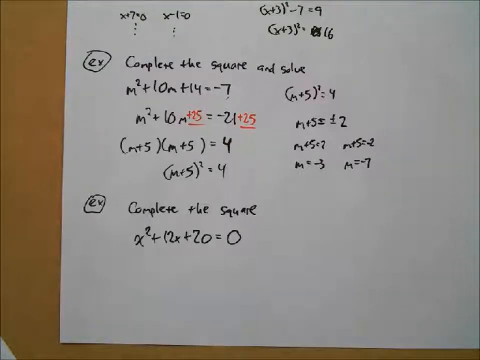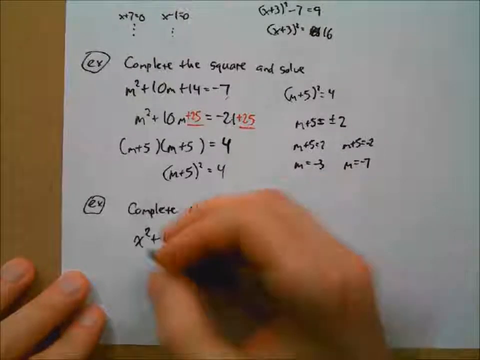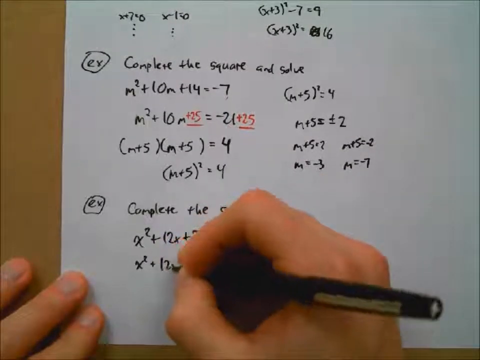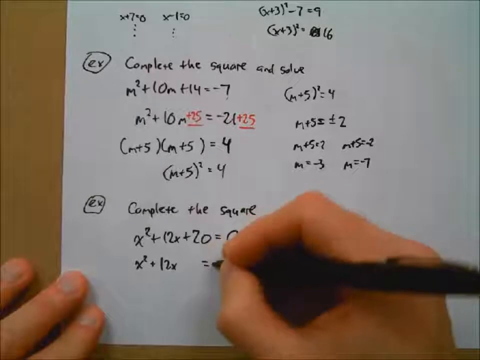Again, this thing factors. You could factor it to be x plus 2 times x plus 10. It factors, but it doesn't factor immediately to a perfect square. So we need to complete the square. We need to make it a perfect square. So again, subtract that 20 over and leave some space in here because we know sometimes we have to add in that kind of correction.